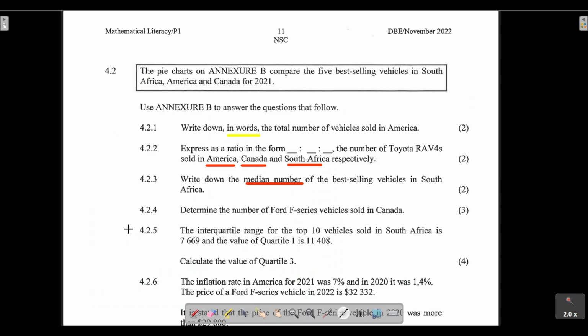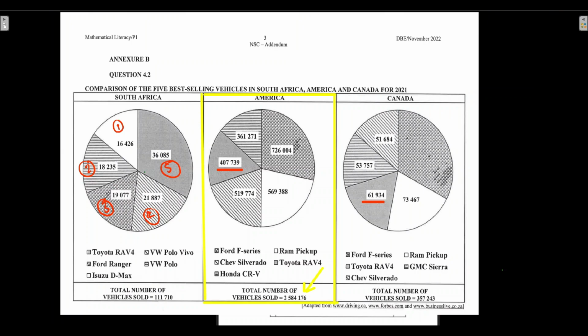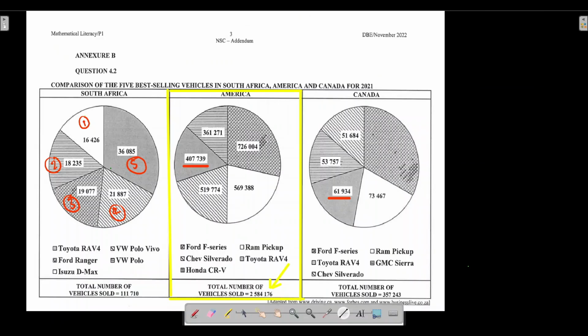Let's have a look at question 4.2.4. Determine the number of Ford F-Series vehicles sold in Canada. Right. So if we have a look here, and we check out Canada, what are we noticing? We already know that the Ford F-Series is given by this key here. However, we're not told how many Ford F-Series vehicles were sold. So how can we determine that value?